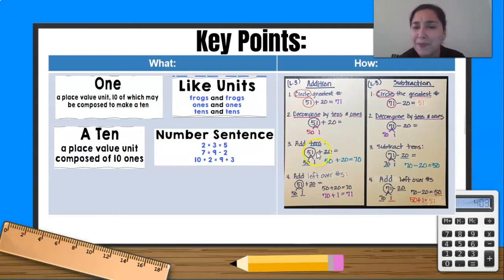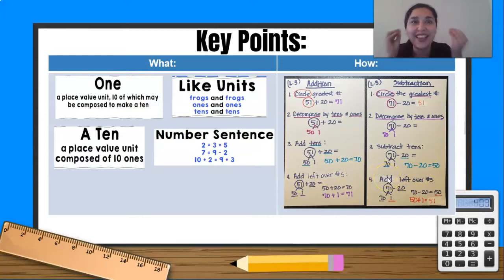I noticed that step number 3 is different, and the reason it is different is because in one of them I'm adding and in the other one I'm subtracting. Now, step number 4 is the same.